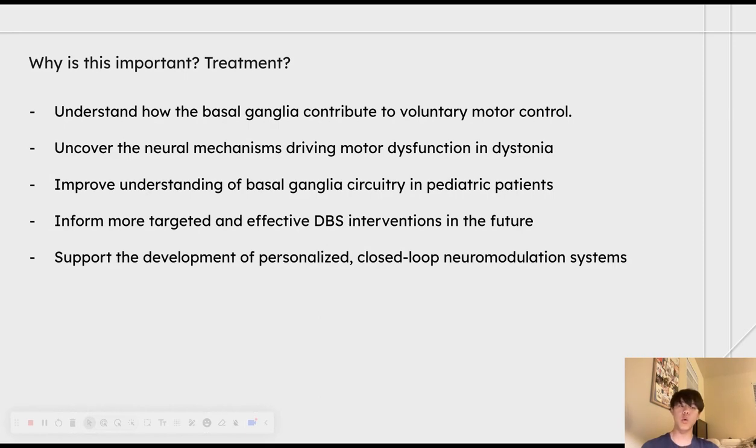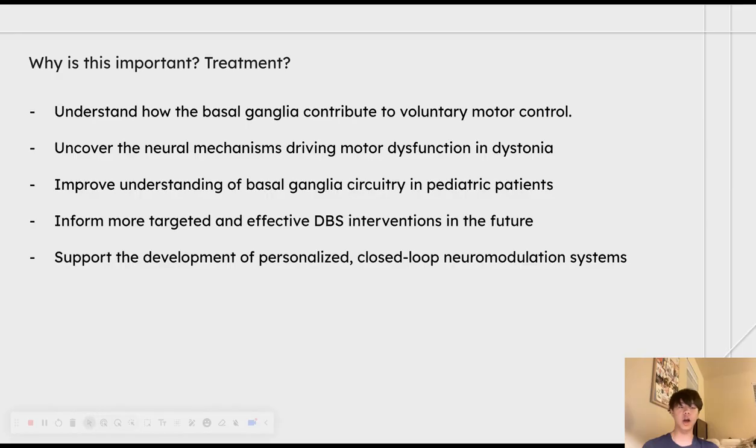Well, first of all, we're working to clarify how the basal ganglia contribute to voluntary motor functions, especially in pediatric patients, where this circuitry remains largely unexplored. By analyzing brain activity during movement, we hope to uncover the specific neural mechanisms underlying motor dysfunctions in dystonia.